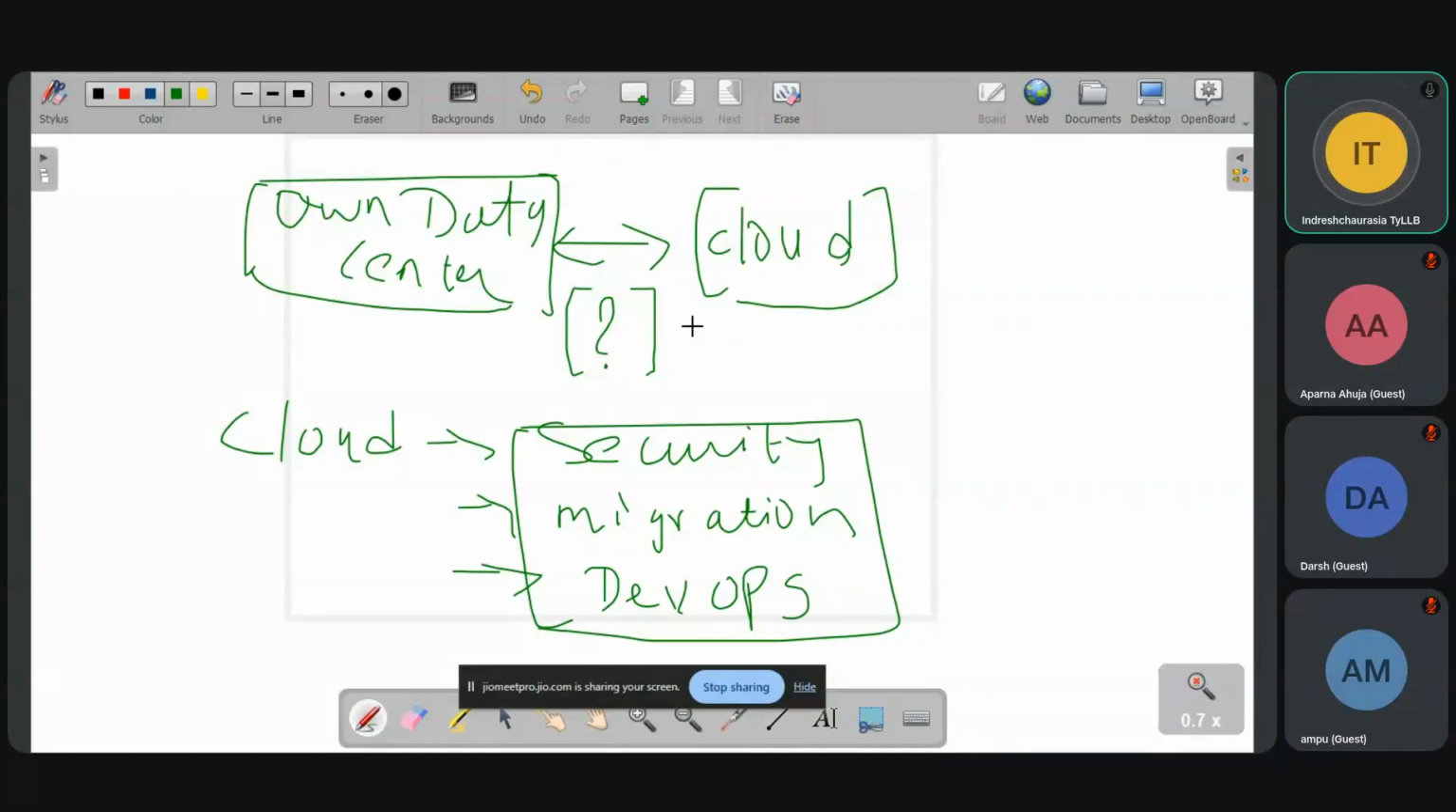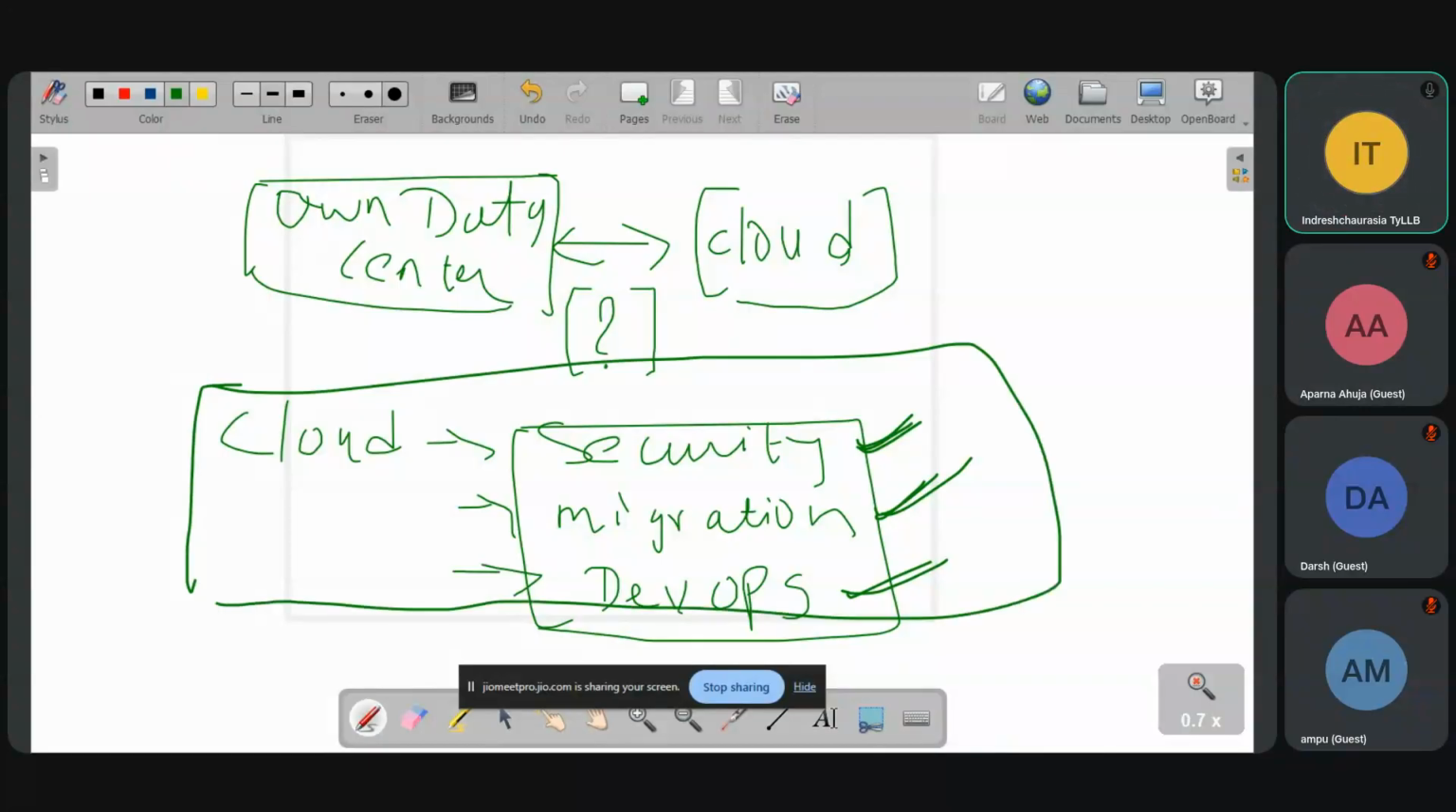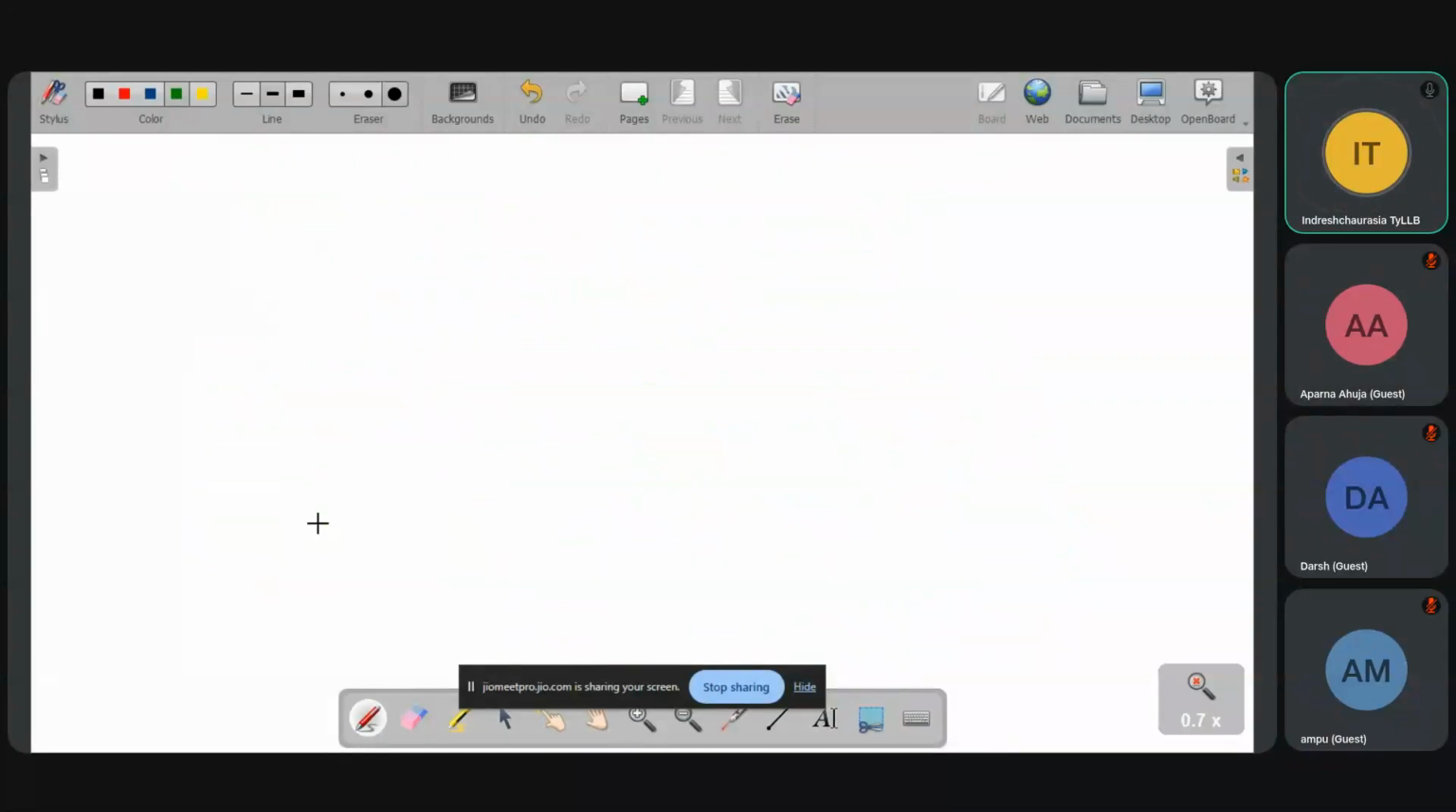Some of the applications are migrating from their own data center to a cloud. That is where migration engineers come into the picture, and for all of these things, security is needed, so the cloud security engineer comes into the picture. If you want to develop an application, the DevOps engineer comes into the picture for the cloud things. So today, having cloud knowledge is a must, and I will give my example.